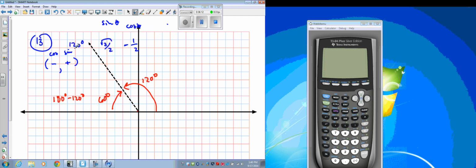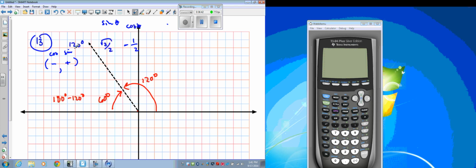We know that sine starts out at sine of 0 degrees, it's 0, sine of 30 is 1/2, sine of 45 is square root of 2 over 2, sine of 60 is the square root of 3 over 2, and then sine of 90 is 1, and then cosine just goes backwards. That's the common one.